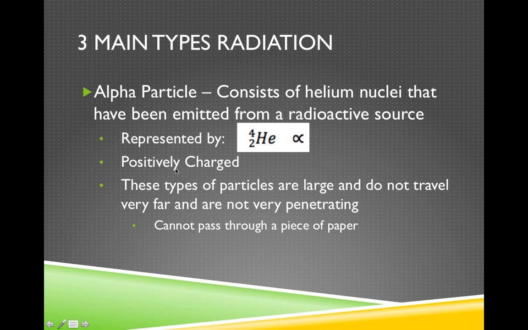Alpha particles are positively charged because they are just a nucleus. They have no electrons. So if you have 2 protons and no electrons, you're going to have a positive charge. These types of particles are large and do not travel very far and are not very penetrating, which means that all you need to protect yourself from an alpha particle is a piece of paper. It cannot pass through a piece of paper because it is that weak of a type of radiation.